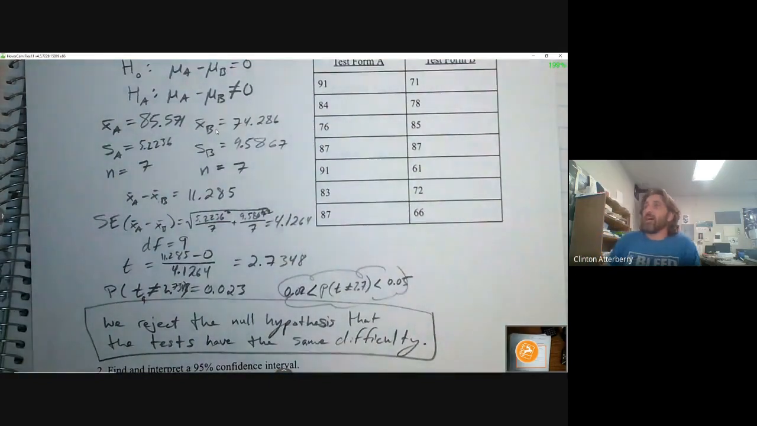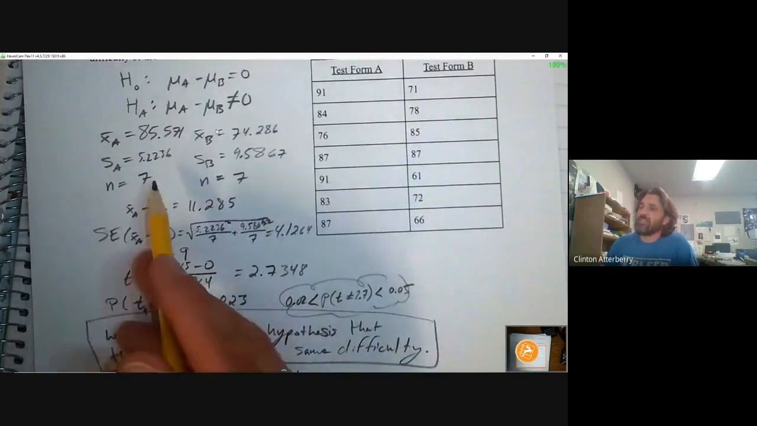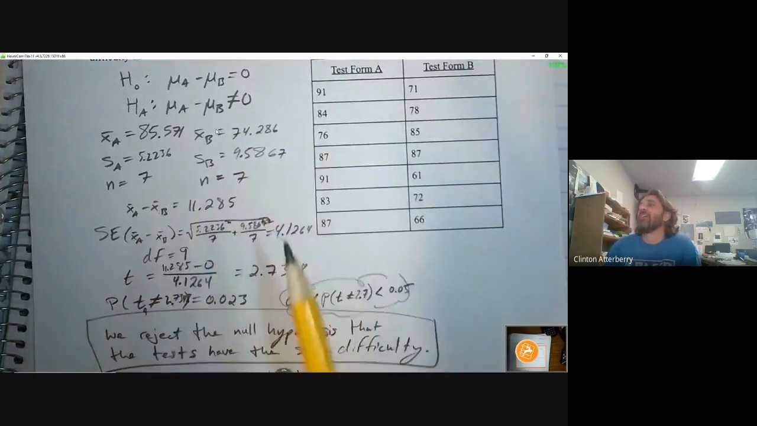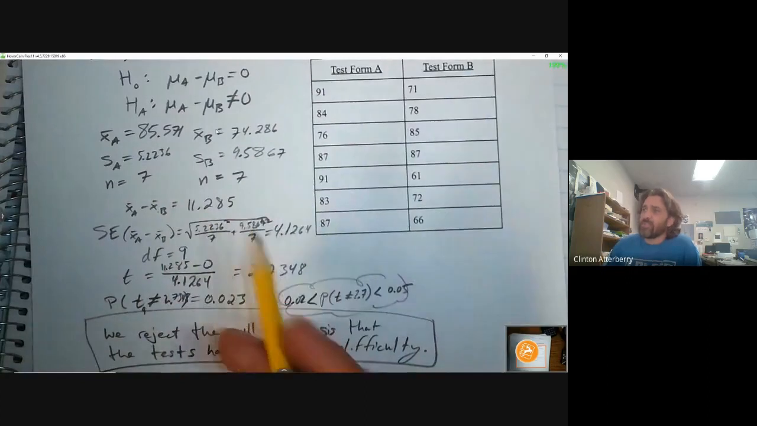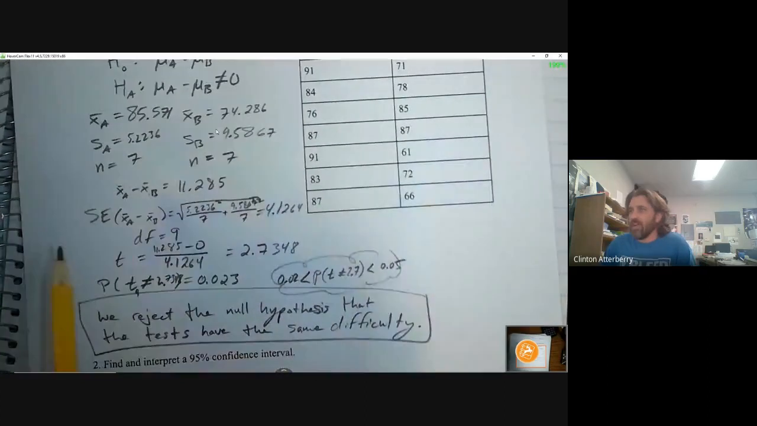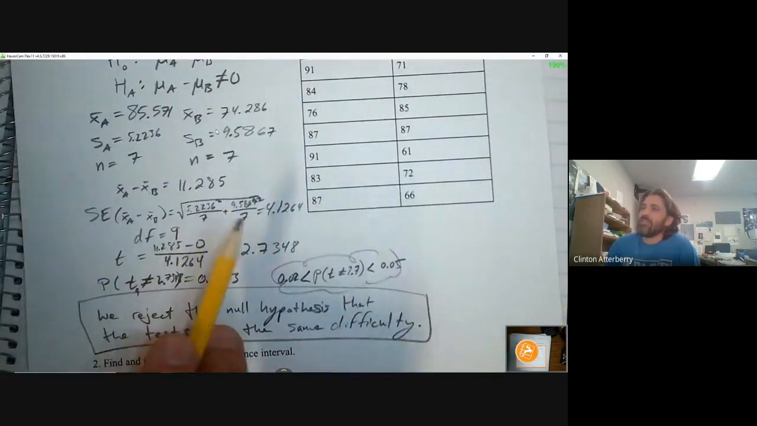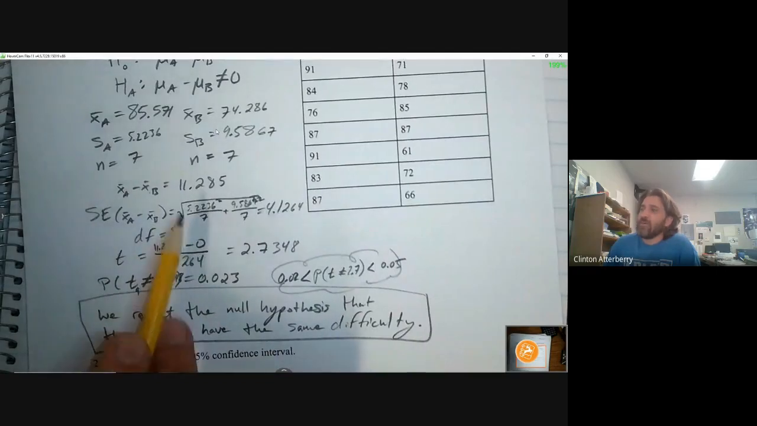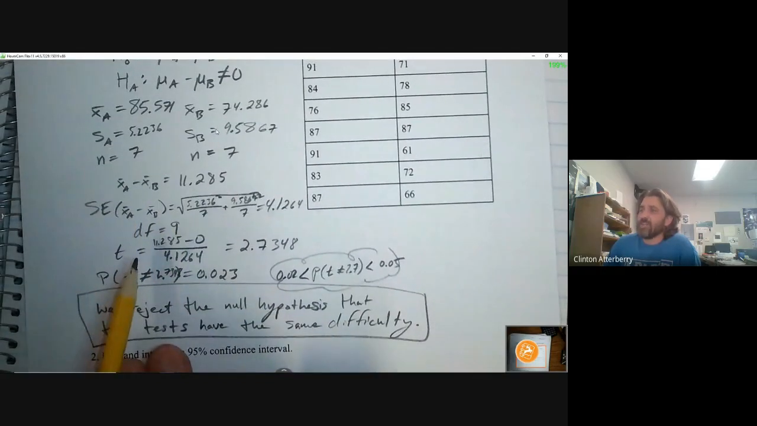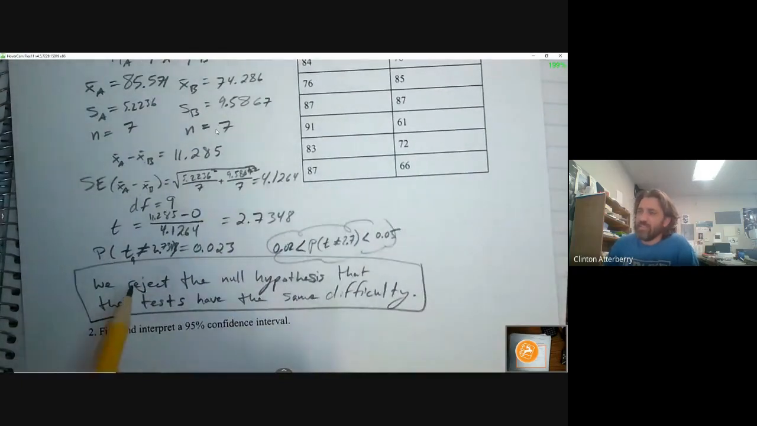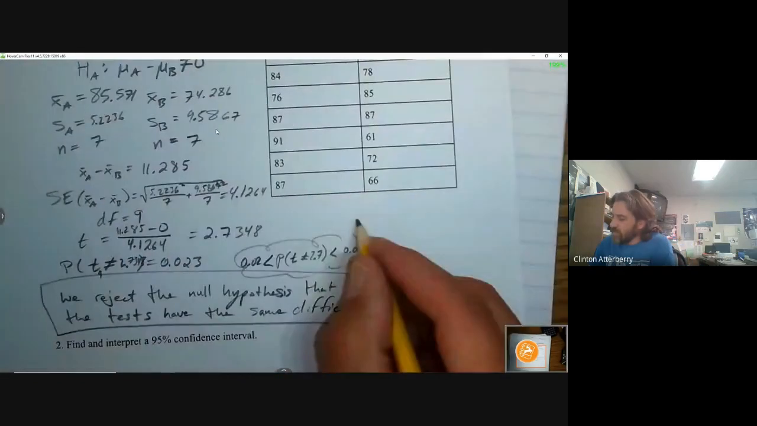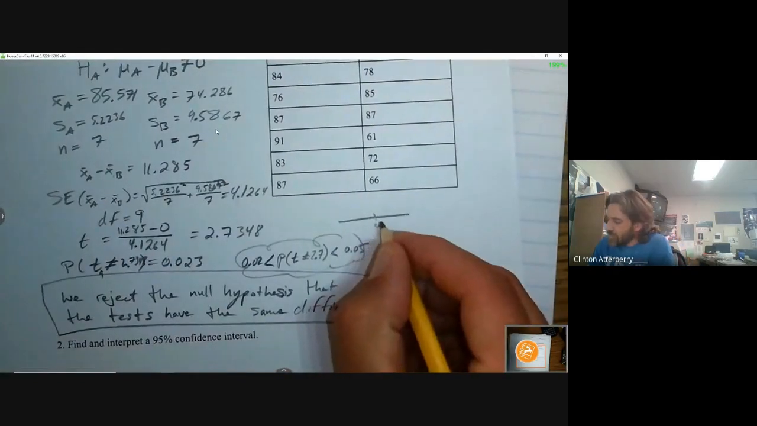Okay, so one more time. We found the average, standard deviation, and sample size for each test. We subtracted those to get the difference of the test averages. We found our standard error. We found our degrees of freedom. We found our t-score. Okay, we took our student's t-score and found the probability of it not equaling the t-score. So when it says not equal, just to give you guys a heads up, here is what that kind of looks like.